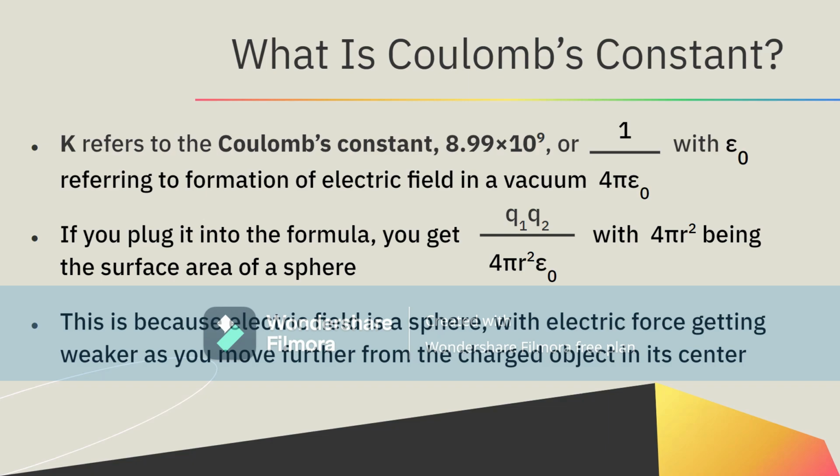Do you notice anything about this equation? You should notice that 4 pi R squared is the surface area of a sphere. The surface area of a sphere refers to the electric field itself, because the electric field is a sphere, and the charged object is going to be at the center of the electric field. So the farther away you get from the charged object, the weaker the electric field is going to be.